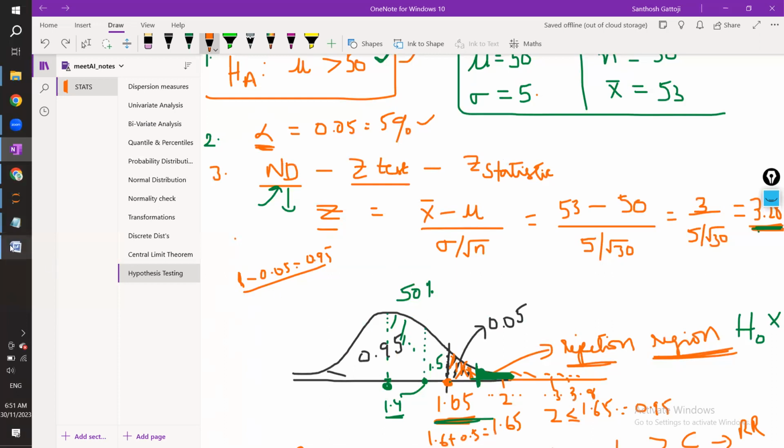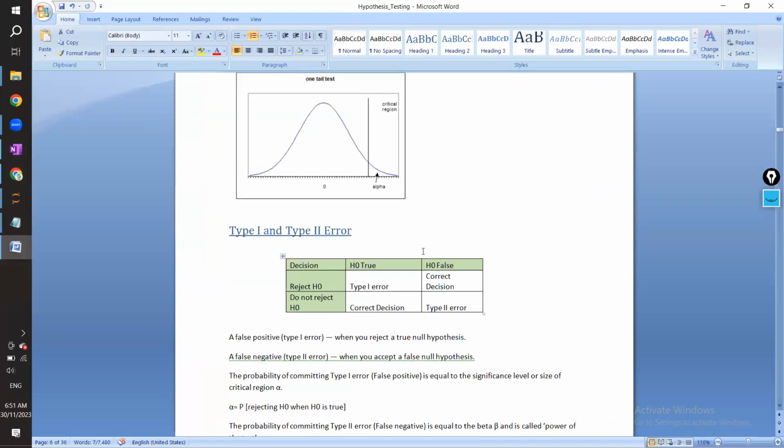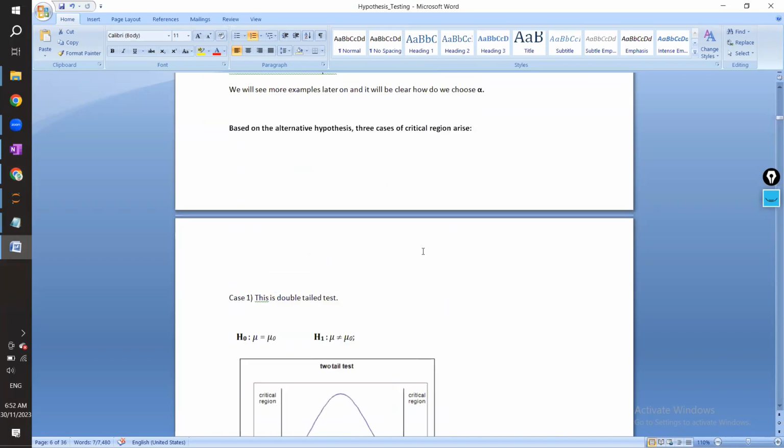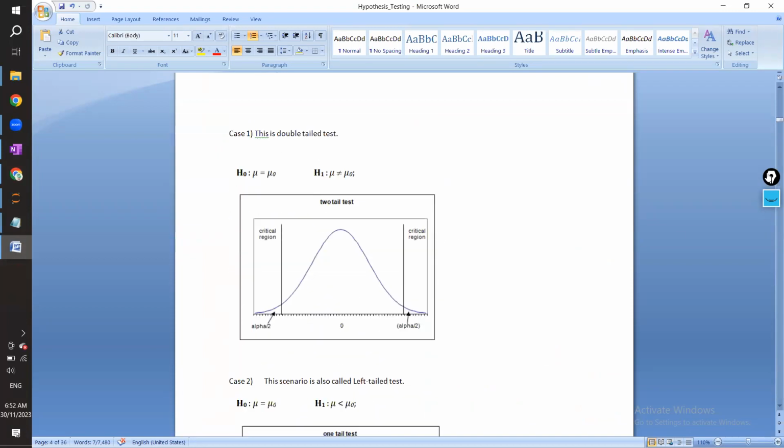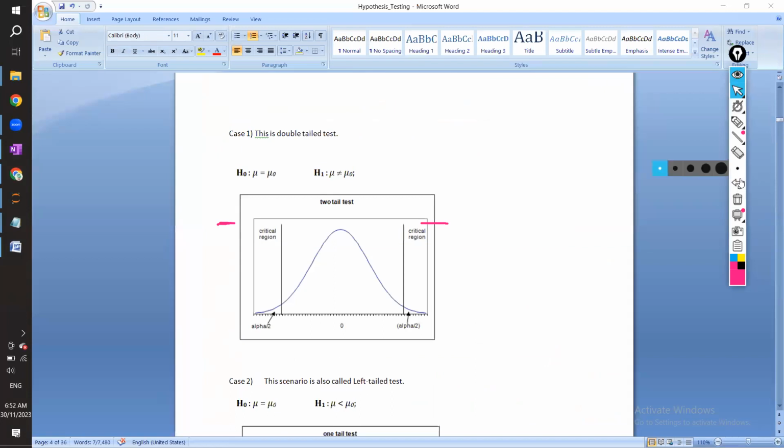Okay, so just to give you an idea about these tails. See guys, based upon the alternate hypothesis, three cases of critical region arise. Our null hypothesis, mu equal to mu naught, will always be a null hypothesis, guys. Null hypothesis will always say the mean is equal to some value. But what does the alternate hypothesis say?